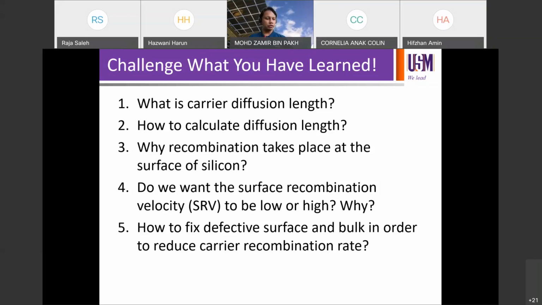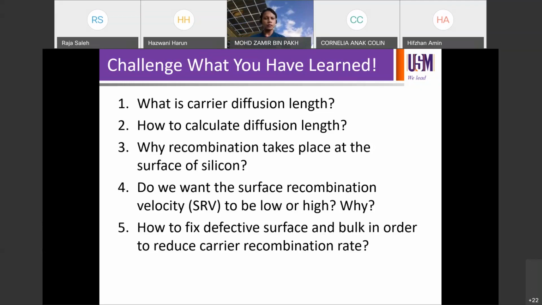Let's continue to the second one. How do we calculate diffusion length? What is the equation involved? Okay, Farid said L equals to square root D times lifetime, L equals to square root D tau, diffusivity times carrier lifetime.